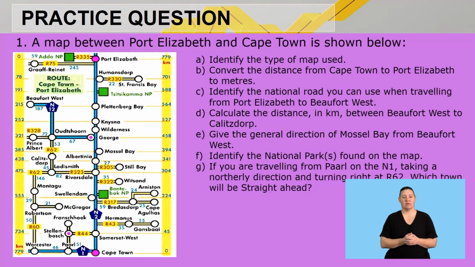Now, when you get a map, firstly, you need to check if all locations are visible, if the distances are visible. Check also if there's a scale given on the map. You just need to check everything in the given context. Now, let us go to the questions.